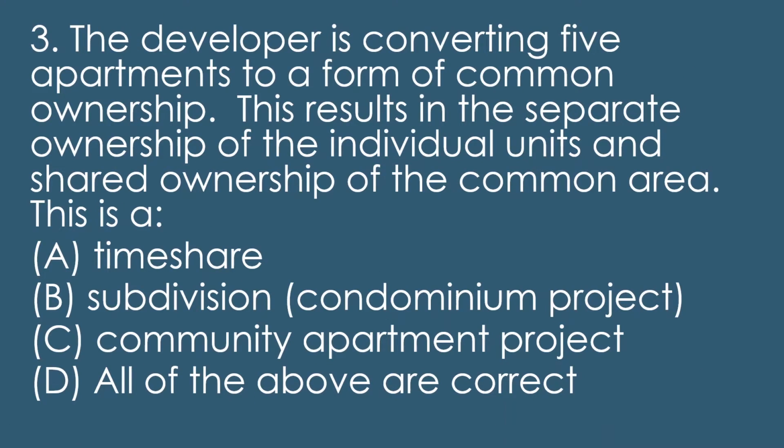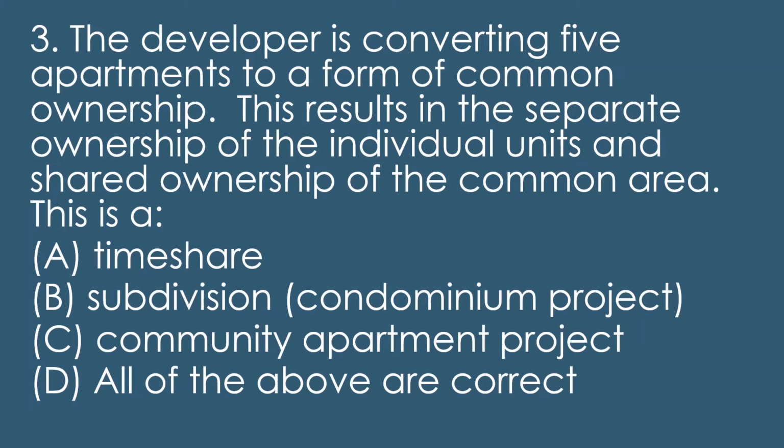Question 3. The developer is converting 5 apartments to a form of common ownership. This results in the separate ownership of the individual units and shared ownership of the common areas. So A, timeshare, B, subdivision, so condominium project, C, community apartment project, D, all of the above are correct.